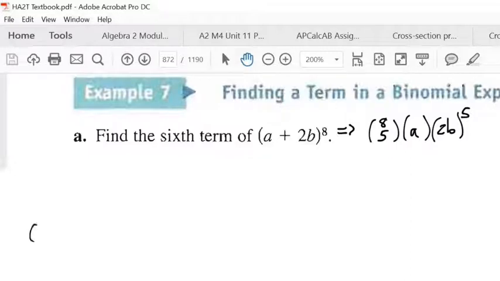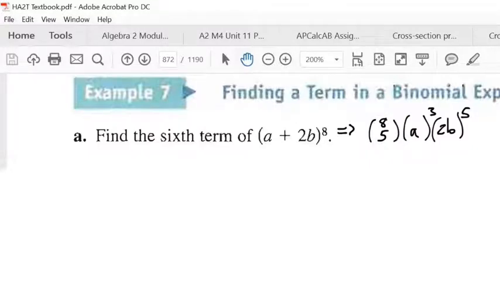3 and 5. Oh, dang it. Where's my 3 at? So this would be a 3. That would be a 5. And then this right here gives you the Pascal number. Okay, 8 choose 5. Now, how would we know if it's 8 choose 5? We're looking for the sixth term. How come it's 8 choose 5? Well, I know it's 8 because that's the power. But how do I know it's choose 5?